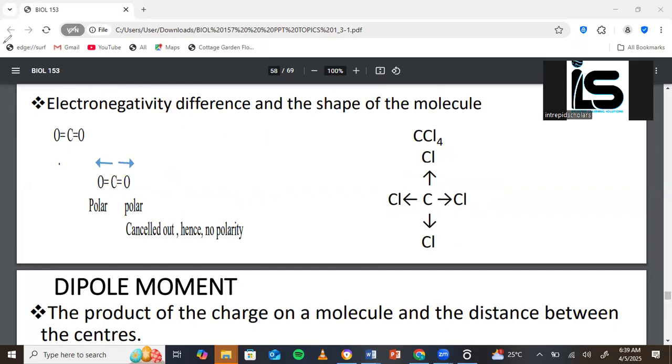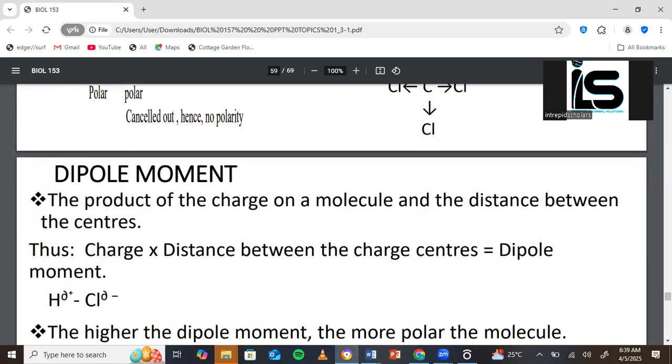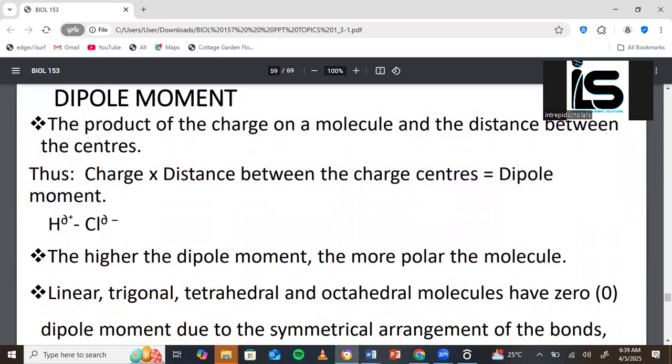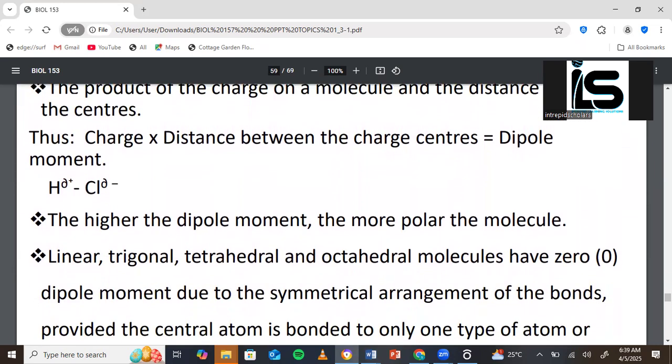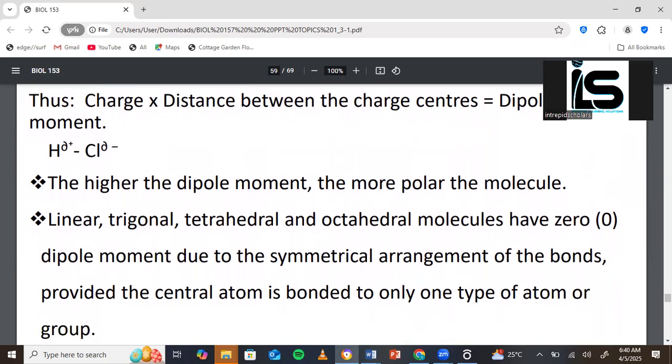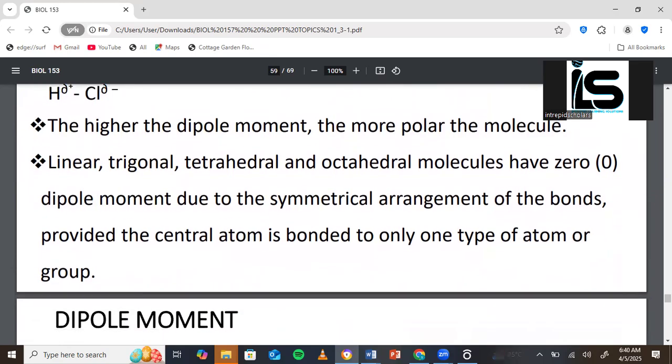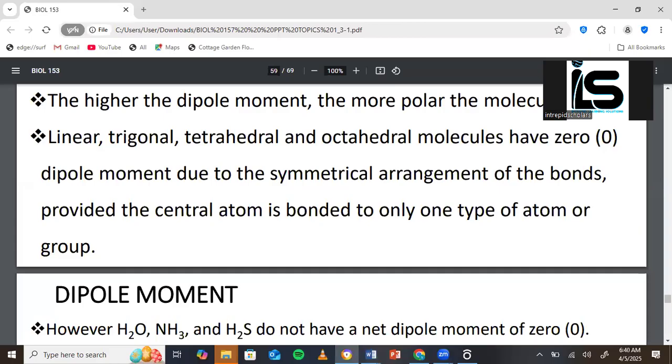Now, one characteristic of a polar compound is that it has a permanent dipole moment. If we talk about dipole moment, we are talking about the charge multiplied by the distance from the center. So if it's HCl as we have here, it will be the partial positive charge on the H multiplied by the distance, and the chlorine will have the same thing. Now, the higher the dipole moment, the higher the polarity, the more polar the compound is.